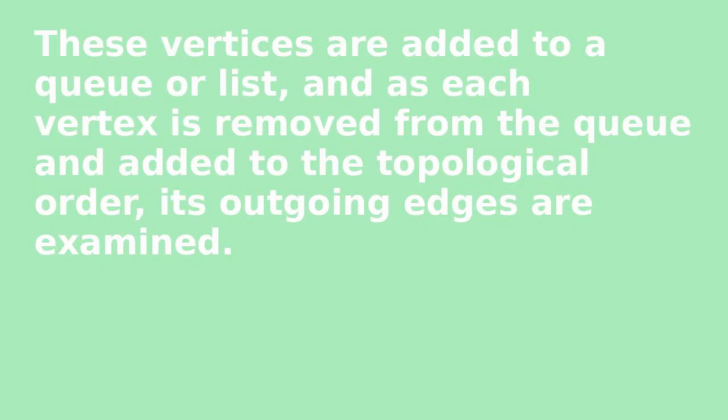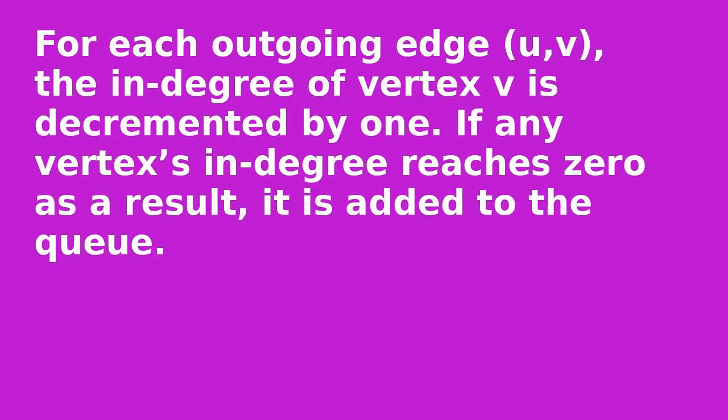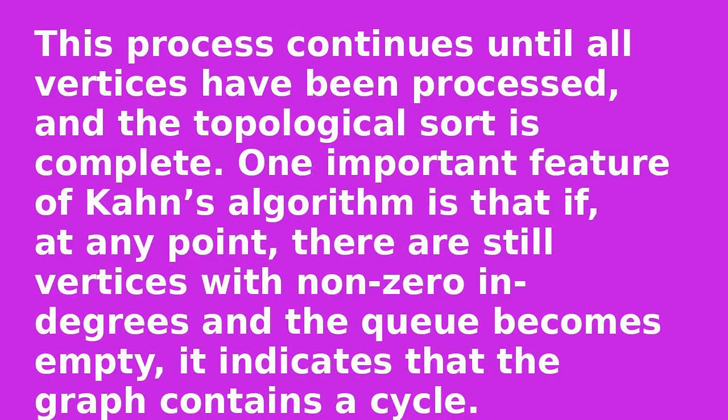These vertices are added to a queue or list, and as each vertex is removed from the queue and added to the topological order, its outgoing edges are examined. For each outgoing edge (u, v), the in-degree of vertex v is decremented by 1. If any vertex's in-degree reaches 0 as a result, it is added to the queue. This process continues until all vertices have been processed, and the topological sort is complete.